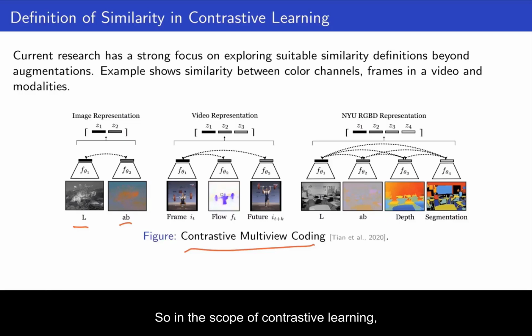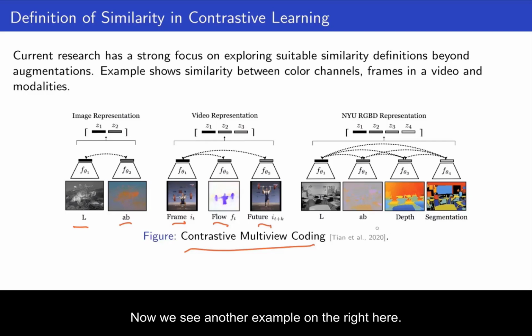In the scope of contrastive learning, the authors define triplets of positive samples. The frame at time t forms a positive pair with the optical flow that we get from t to t plus 1, but also forms a positive pair with the frame at time t plus 1.